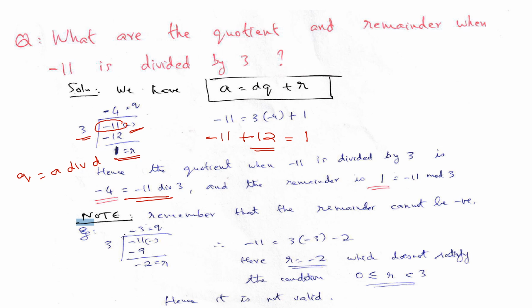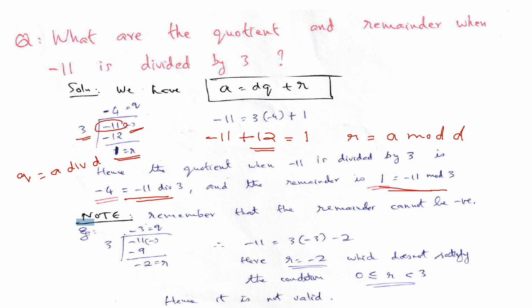And the remainder, what is the formula for the remainder? That also you know. So R is equal to A mod D. See here, R is 1, A mod D. Okay. So 1 is equal to minus 11 mod 3.